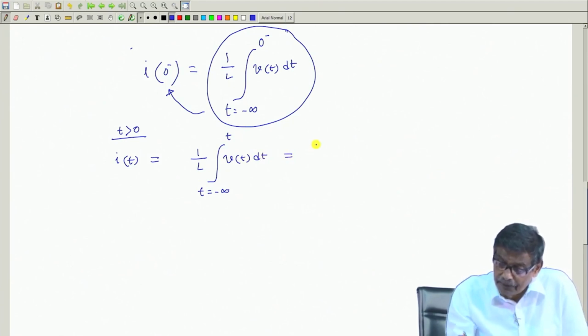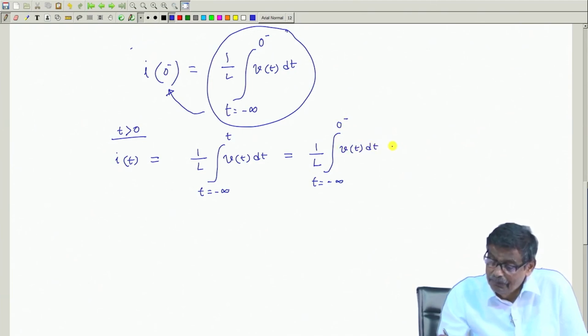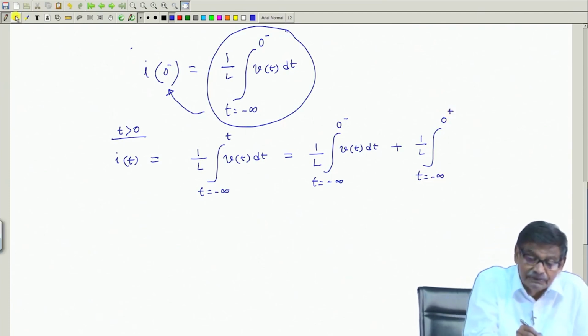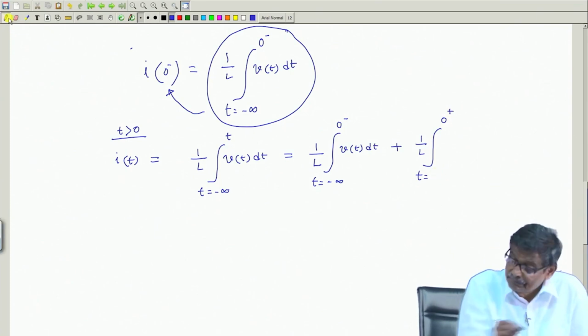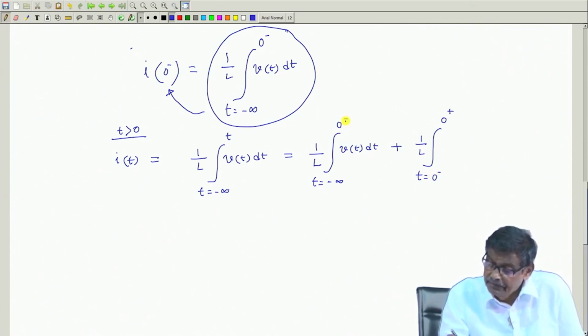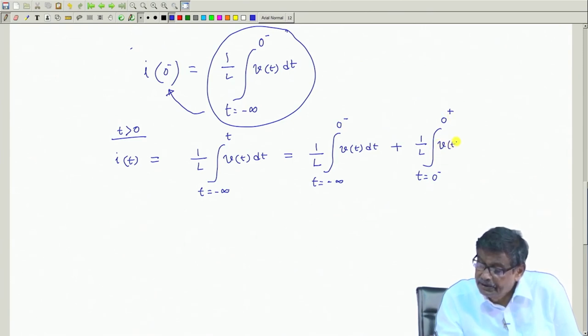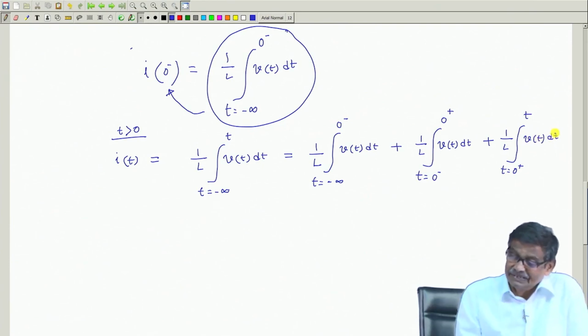This I will now break up into 3 pieces: 1 by L integral from t equal to minus infinity to 0 minus of V t dt, plus 1 by L integral from t equal to 0 minus to 0 plus of V t dt, and then plus 1 by L integral from t equal to 0 plus to t. This is what it looks like.